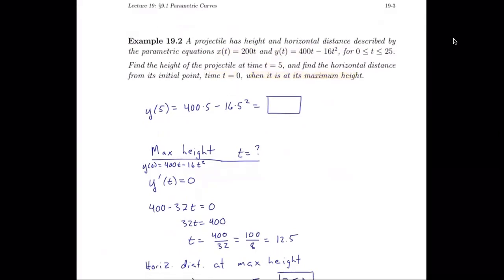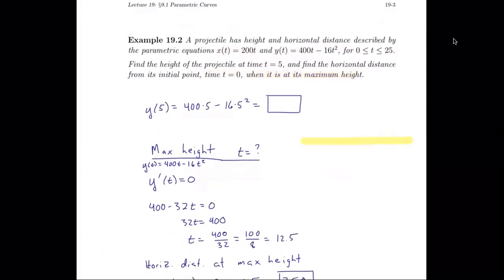Now remember what this means. Here's the flat ground. This trajectory is something like this. So how far has it gone from here to here once it's reached the apex of its height? Or of its trajectory, we might say.